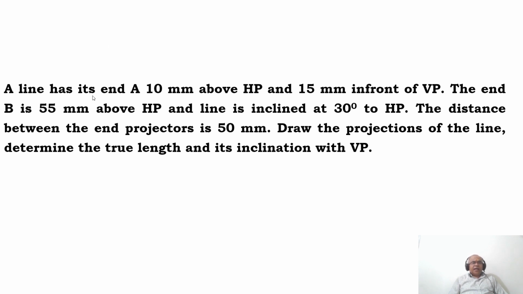A line has its end A 10 mm above HP and 15 mm in front of VP. The end B is 55 mm above HP and the line is inclined at 30 degrees to HP. The distance between the end projectors is 50 mm. Draw the projections of the line. Determine the true length and its inclination with VP. So this is the problem given to you.